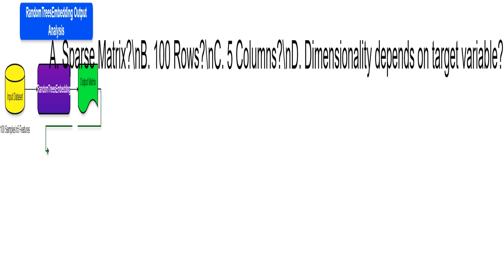I'll investigate if the output is a sparse matrix, if it will have 100 rows, one for each sample, and if it has 5 columns, corresponding to input features. This indicates that some of my answers to the questions in row 8 are correct.